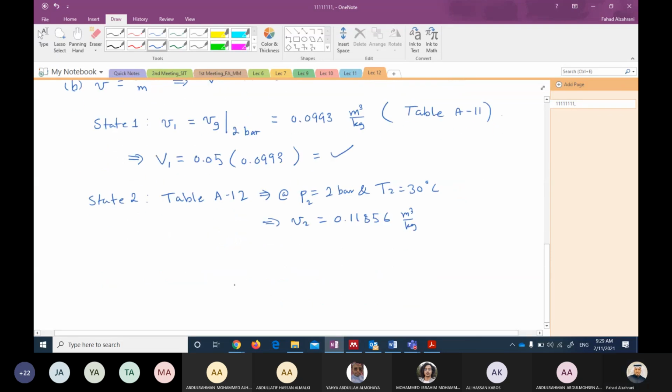So the V2, or volume occupied at state 2, is simply 0.05 times 0.11856. You can multiply and find the volume in meter cube. Remember, this is in meter.